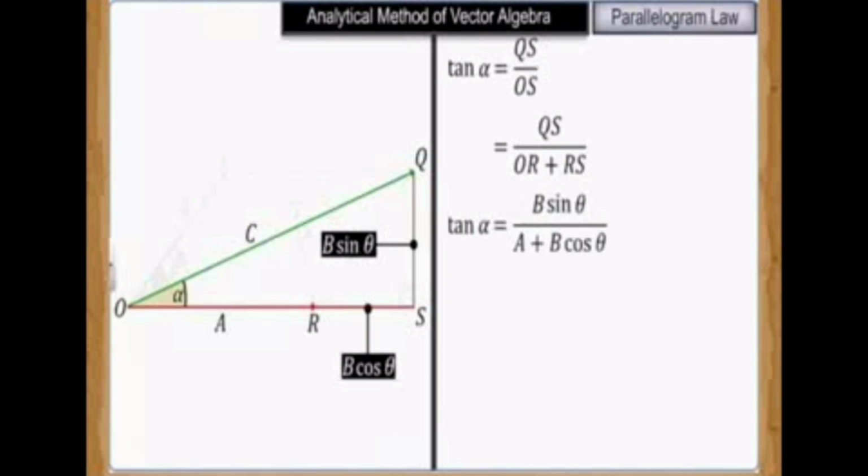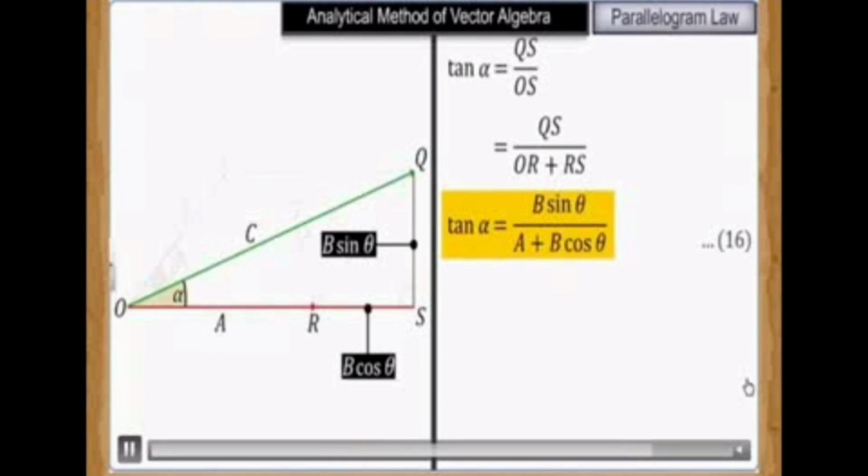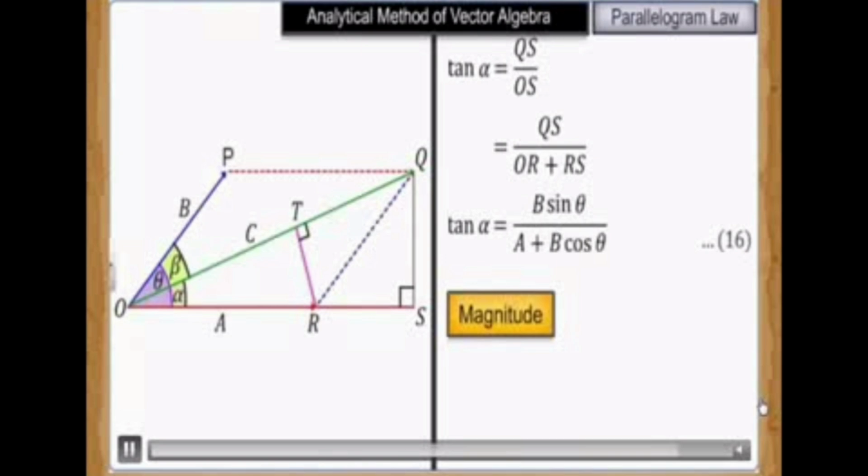So substituting those values, instead of Q sin theta, we can substitute B sin theta by A plus B cos theta. So tan alpha equals this value: B sin theta by A plus B cos theta. Or you can write alpha equal to tan inverse of B sin theta by A plus B cos theta. Right? This is the equation to find the angle of that resultant vector and its direction.